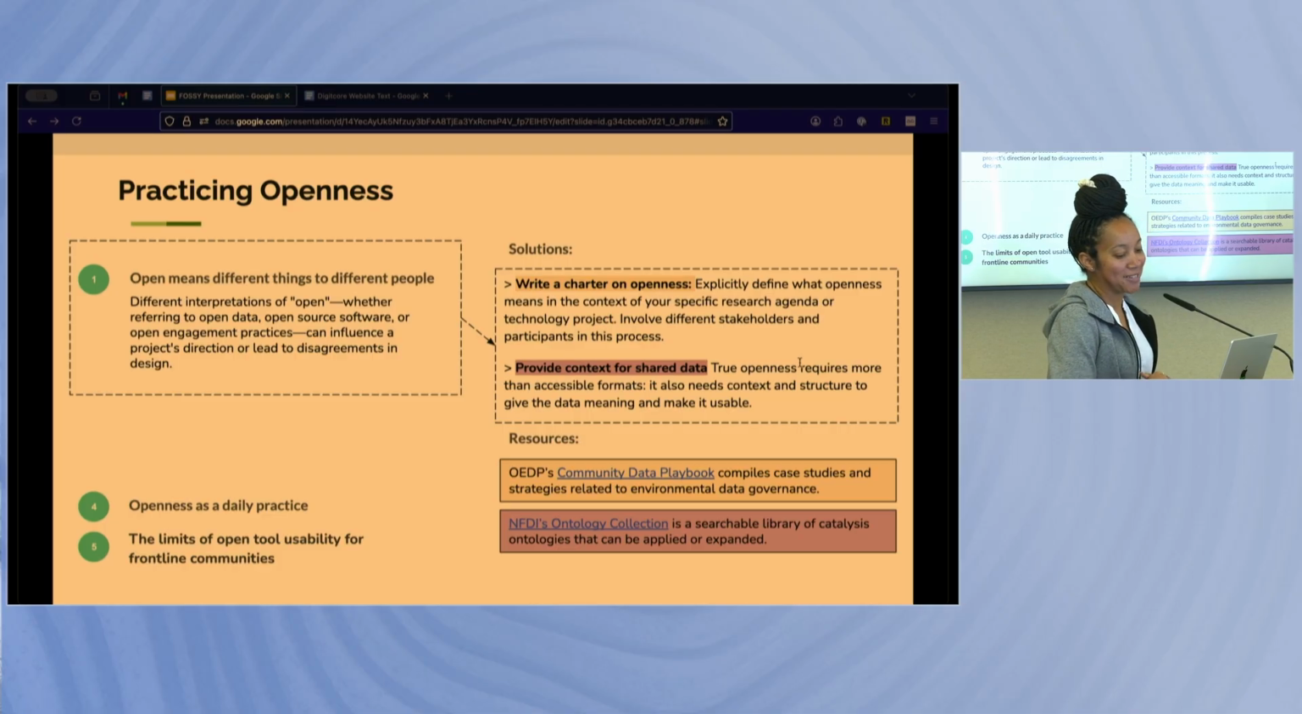The next theme is around practicing openness. Openness is a core principle of open infrastructure, but its meaning and implementation can vary widely. I think it was Justin that mentioned this a little bit, or also Mike, that's like, which company is 100% open?